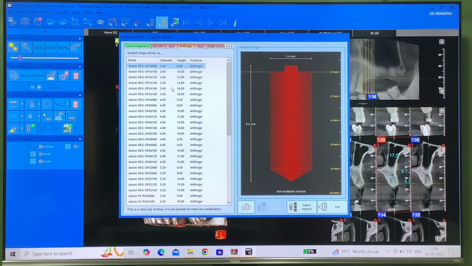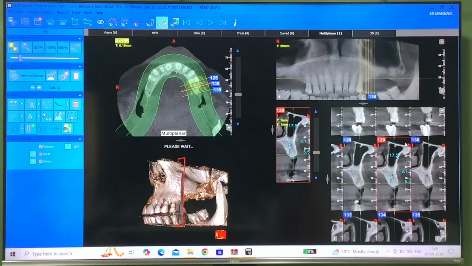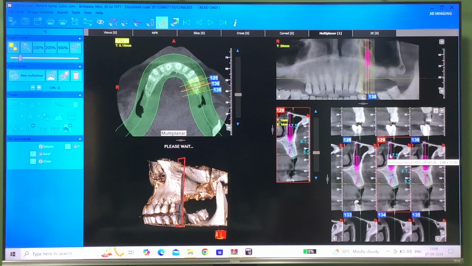We would select an implant of around 4 mm in diameter and 12 mm in length. We would just place the virtual implant and we would assess this particular area.